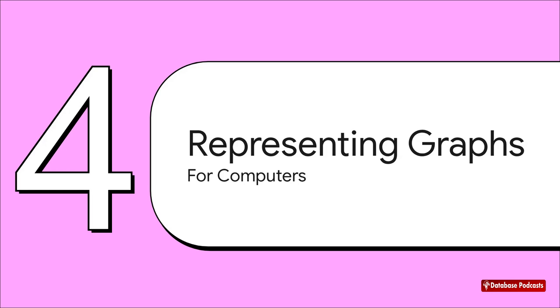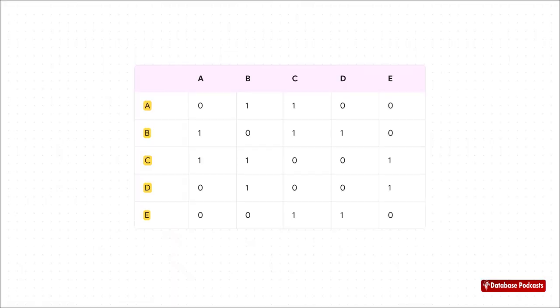So this is all great, right? It's a fantastic way to think about things. But how do we actually get a computer to understand it? How do we take this nice drawing of dots and lines and turn it into something a program can actually work with? Well, one of the classic ways to do it is with something called an adjacency matrix.